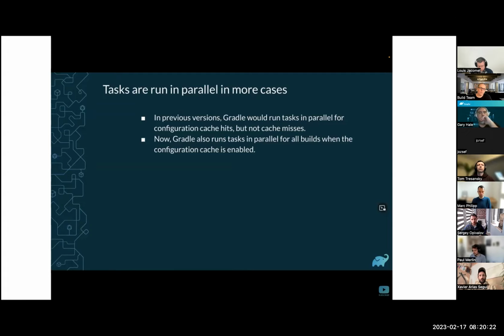However, when there was a cache miss and Gradle needed to recreate the configuration cache entry, it would not run the tasks in parallel. So now in Gradle 8, Gradle will always run tasks automatically in parallel when configuration caching is enabled. And this includes for cache hit builds and also cache miss builds. So this happens regardless of whether you use the --parallel option, and this behavior will eventually replace --parallel.